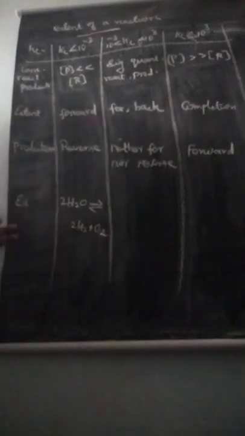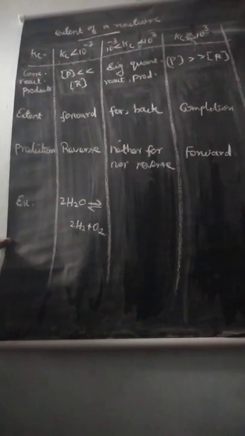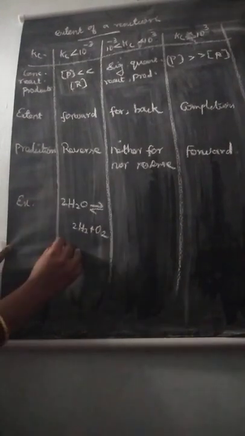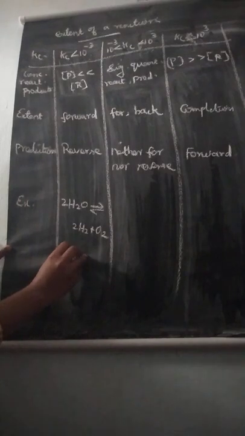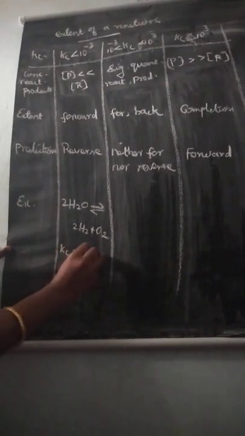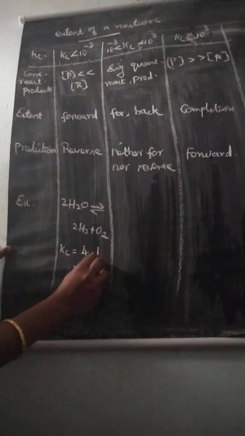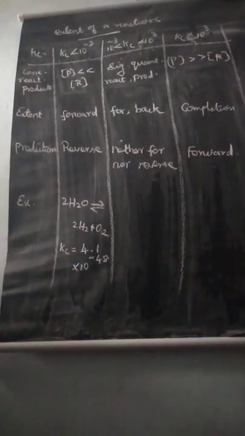Then the fourth point, we can learn with simple examples. In the first case, the example is 2H2O dissociates to form 2H2 plus O2. In this reaction, the Kc value is 4.1 into 10 power minus 48.